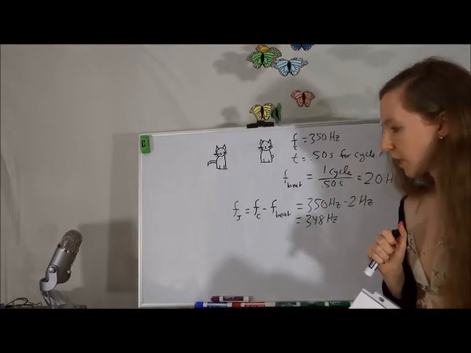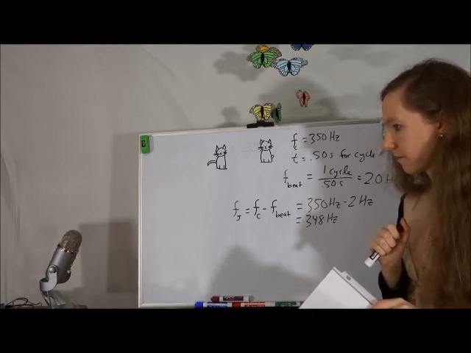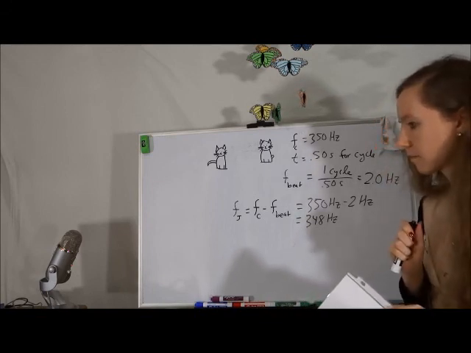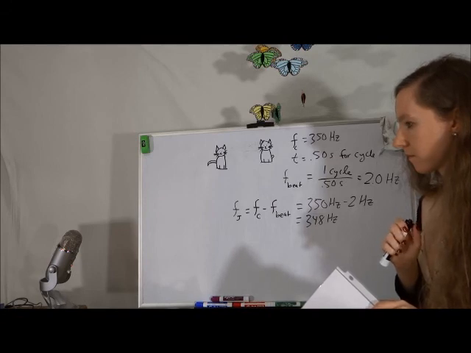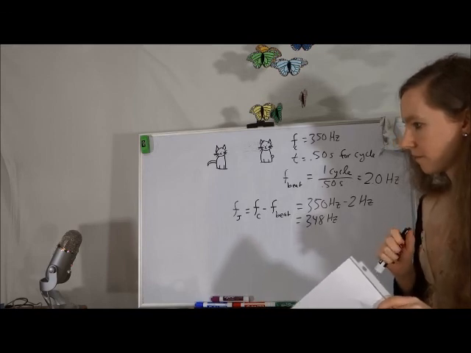I just have a question. Yep. For the F beat, it's the absolute value. Mm-hmm. So I guess it doesn't matter, but if you were trying to figure out the frequency of the beats, can you give us an example where it would be a negative number?